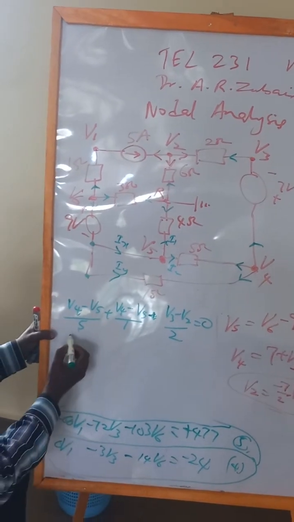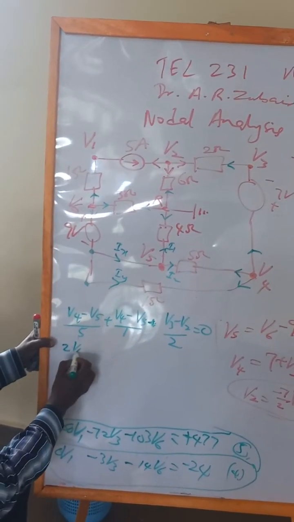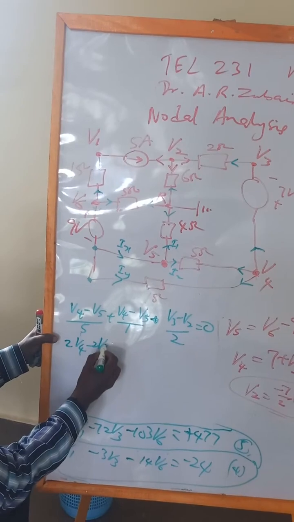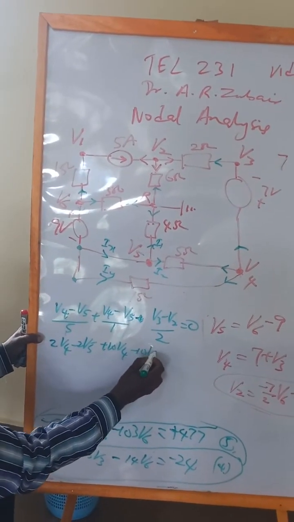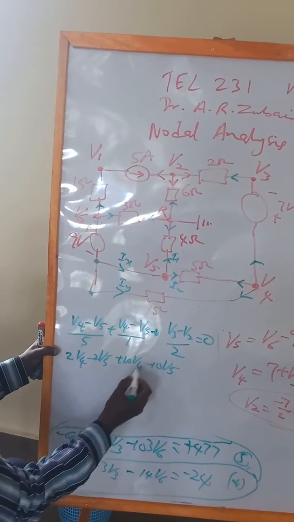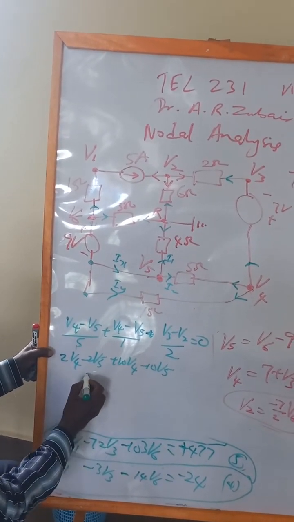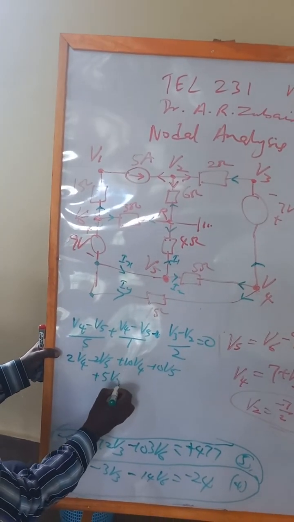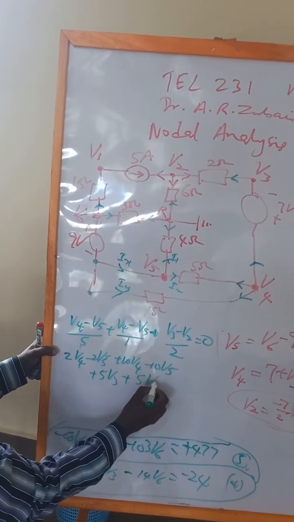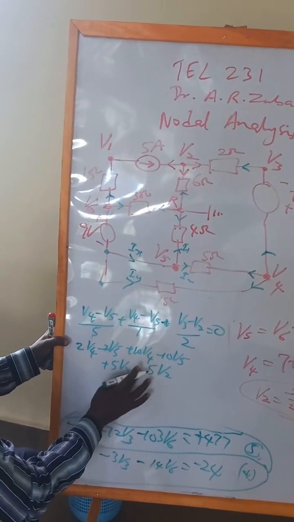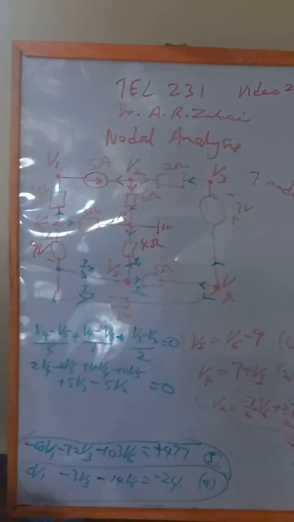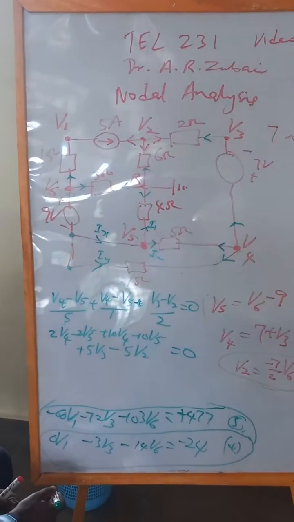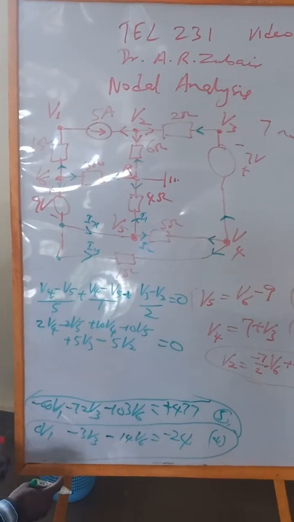Multiply through by 10. I will have 2V4 minus 2V5, plus 10V4 minus 10V5, times 5, plus 5V3 minus 5V2. And that will give me 0.